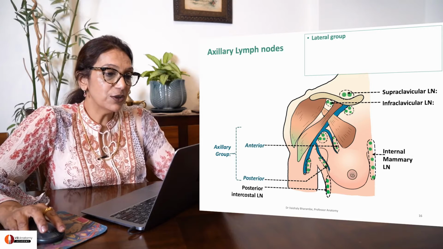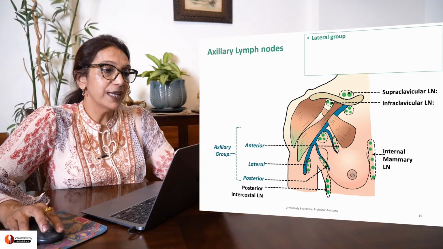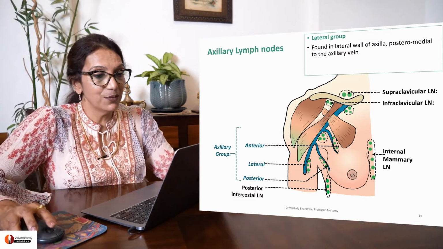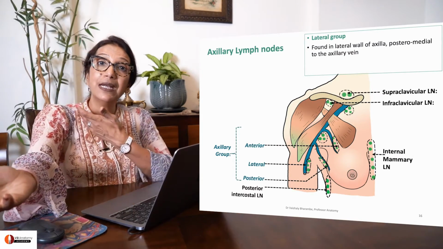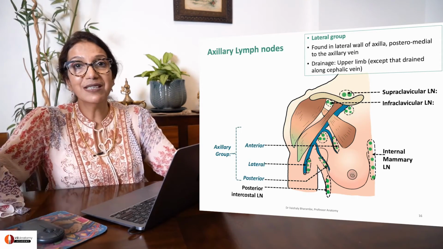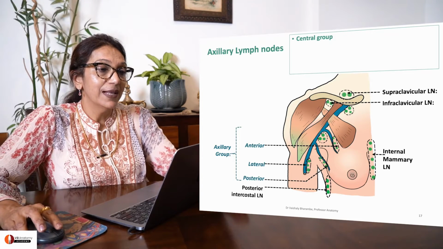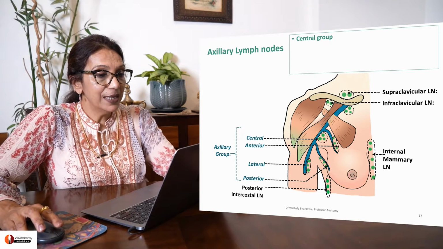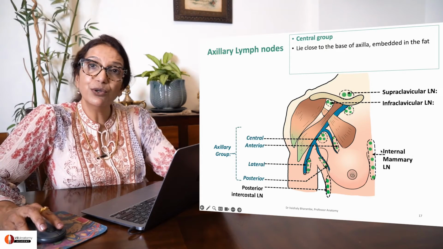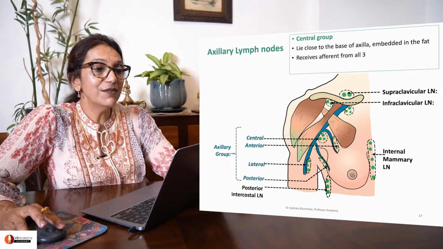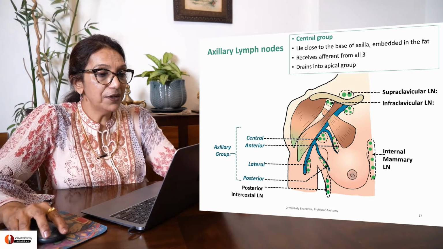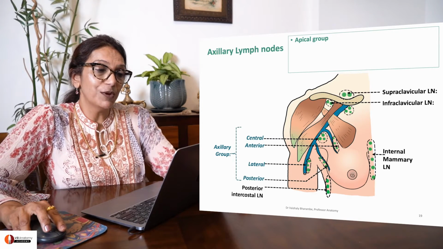Let's talk about the lateral group now. The lateral group is found in the lateral wall of axilla, posterior to the axillary vein. It receives lymph from the entire upper limb, except for the part that drains along the cephalic vein. Let's talk about the central group now. Here's the central group of lymph nodes. They lie close to the base of axilla and they receive lymph from all the 3 that we just discussed, anterior, posterior and lateral. It drains into the apical group of lymph nodes.